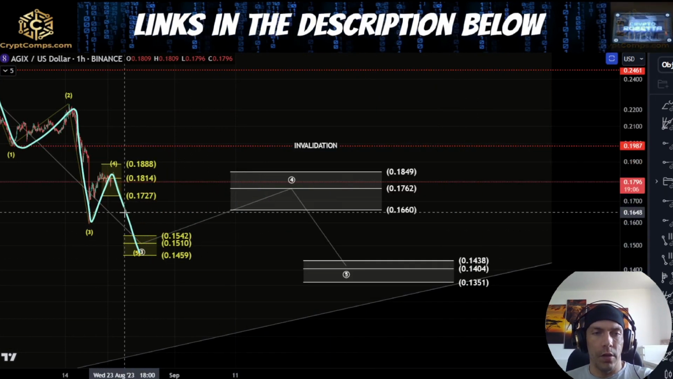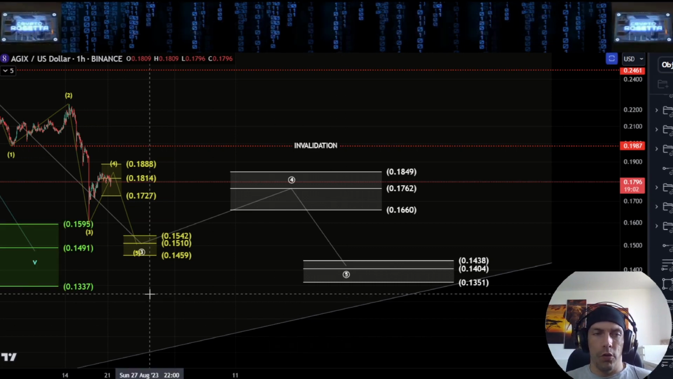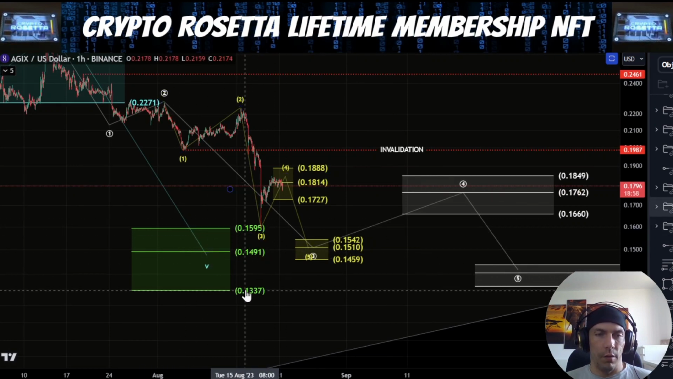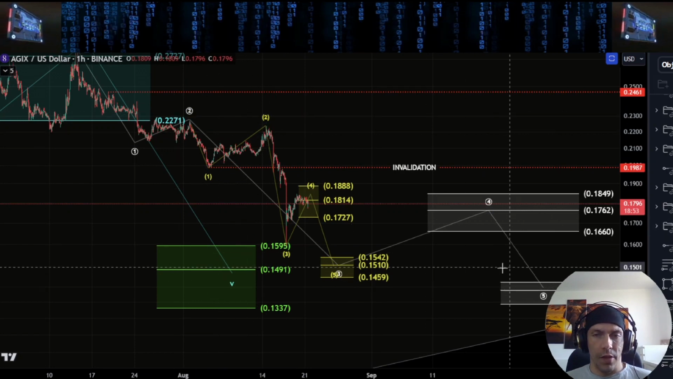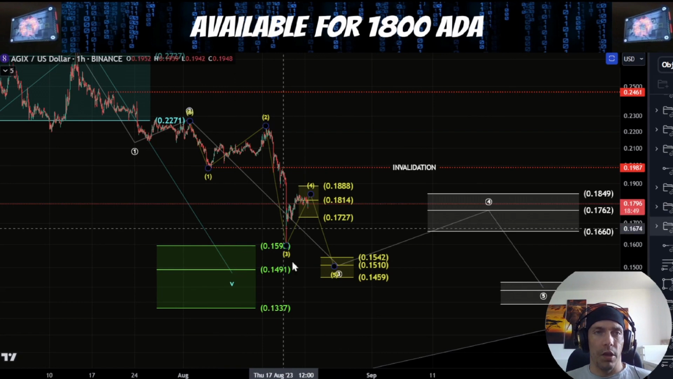Interesting thing about this is that if we overlay the other chart onto here, what this would do is actually push us down into this green target box. So this green target box is between this 1595 to this 1337 level. So it will be very interesting to see if we do get these additional waves here, because this would align very much with coming into this zone.